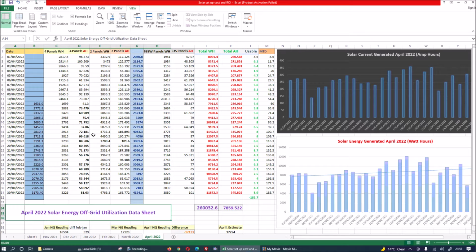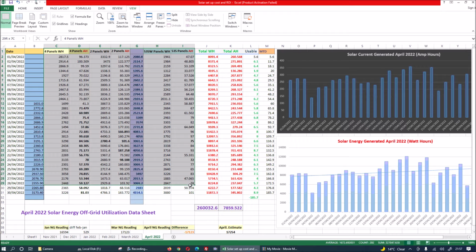Hi guys, welcome to my data sheet for April 2022 solar energy utilization analysis. Today is the 30th of April, and I just thought let me share what I've gathered so far. We're going to ignore this part.